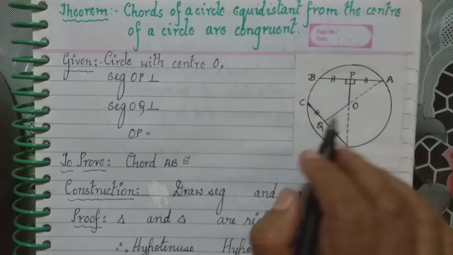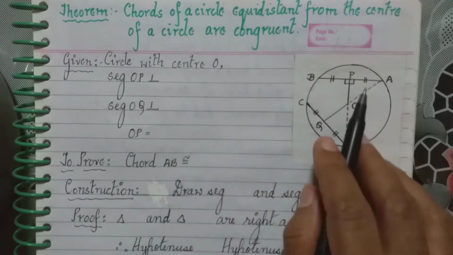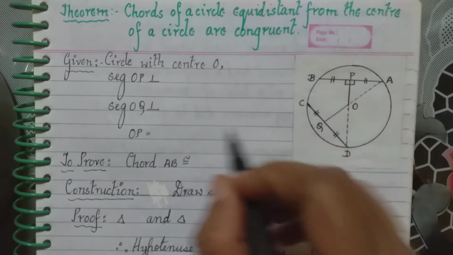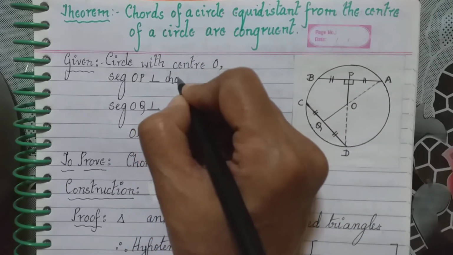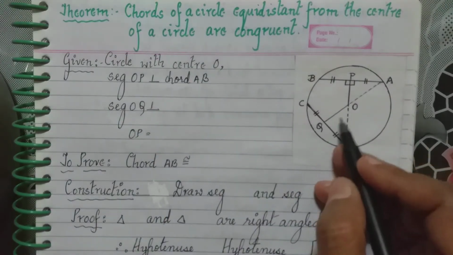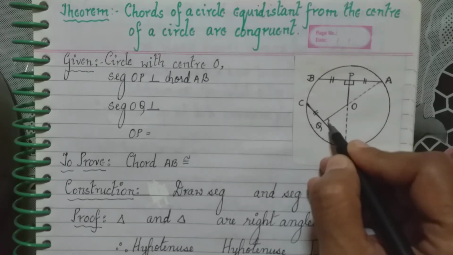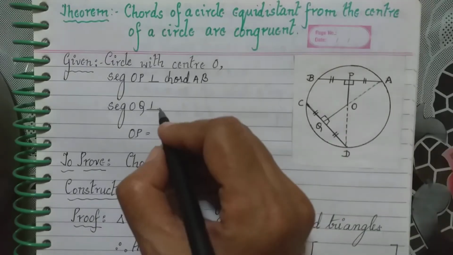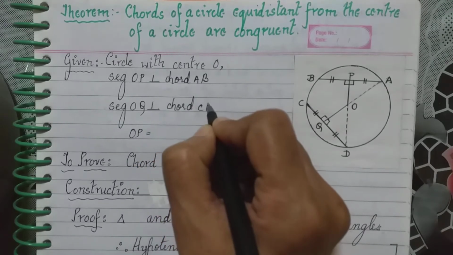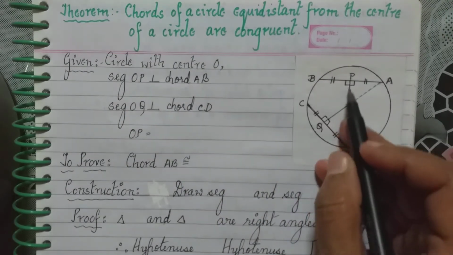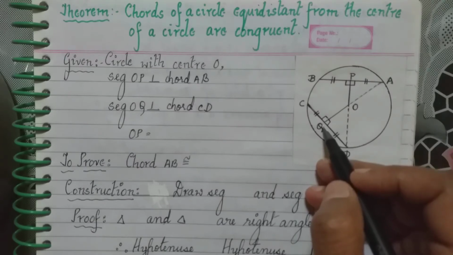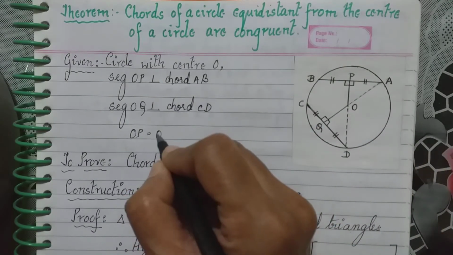We have the circle here with center O, segment OP perpendicular to this chord AB. So we write segment OP perpendicular to chord AB. Same way we have segment OQ here. This is also perpendicular to the chord CD. So segment OQ perpendicular to chord CD, and also given to us OP is equal to OQ.